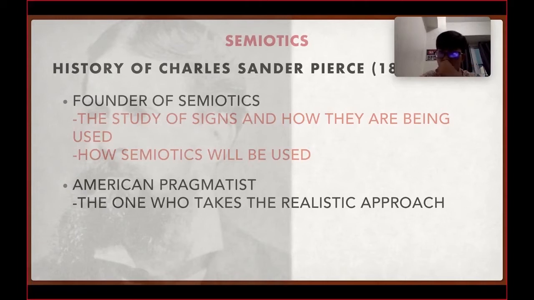He's the founder of Semiotics, the study of signs and how it will be used. He is an American pragmatist. A pragmatist is a person who is oriented towards the success or failure of a particular line of action. It's like a practical person, the one who takes the realistic approach. The difference between him and Saussure is that Saussure is more on just the study, whilst Peirce is the study with an application.